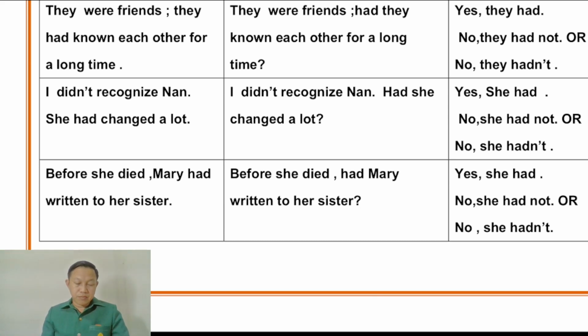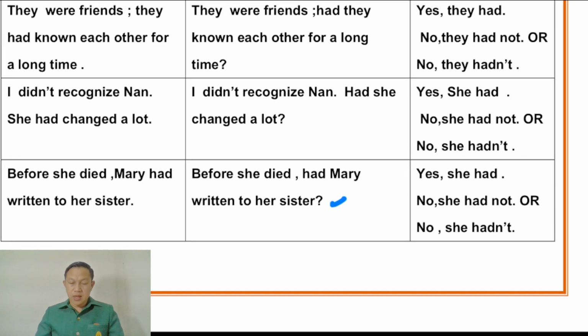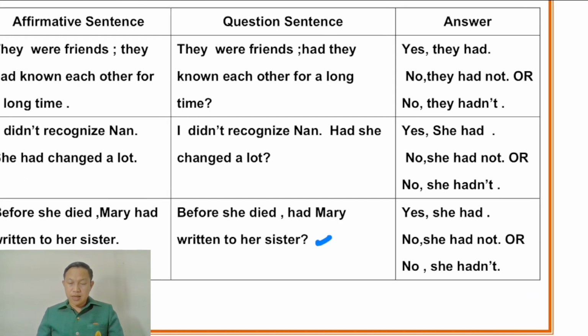Before she died, Mary had written to her sister. Before she died, had Mary written to her sister? Question sentence. And now, the answer. Yes, she had. No, she had not. Or no, she hadn't.